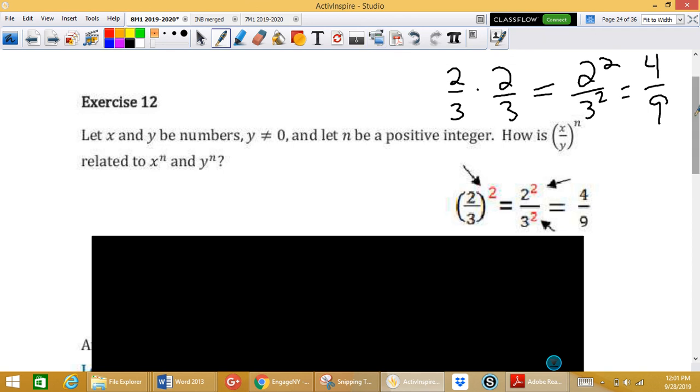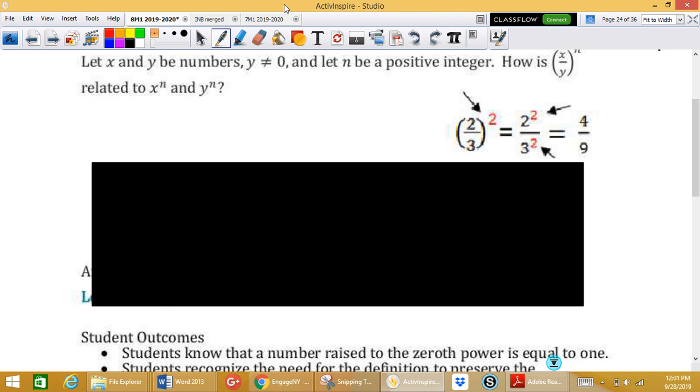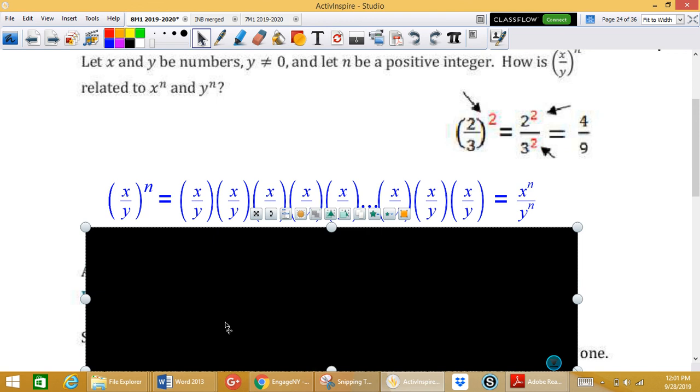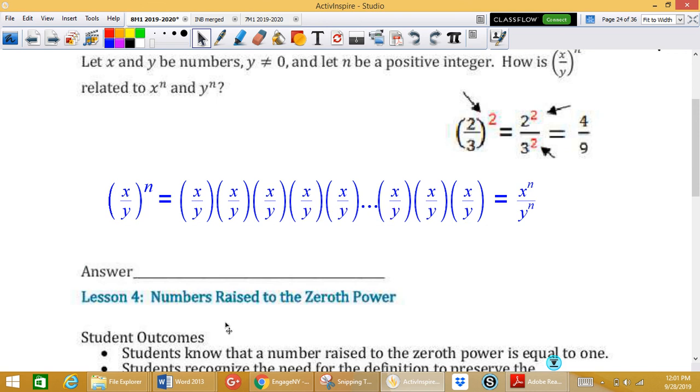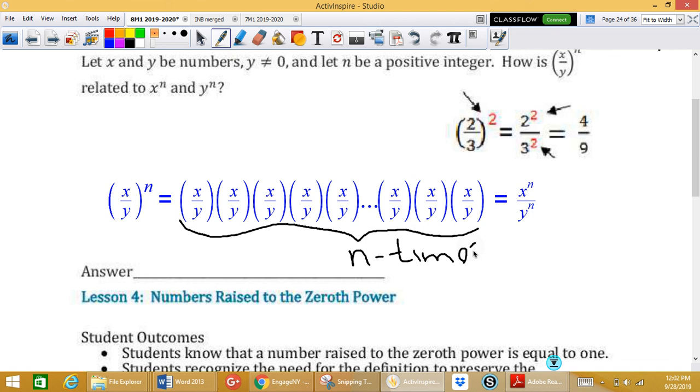So what we have here is we're going to have x to the n over y to the n. You're going to have this repeated n times, because this n has to go to the x and to the y. And that's the end of your lesson.